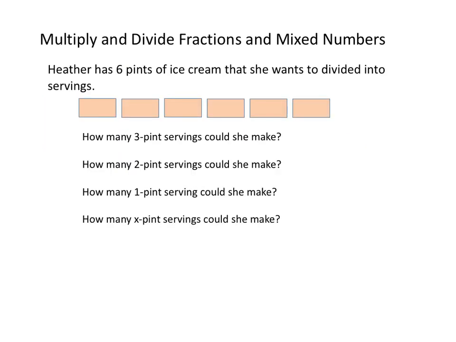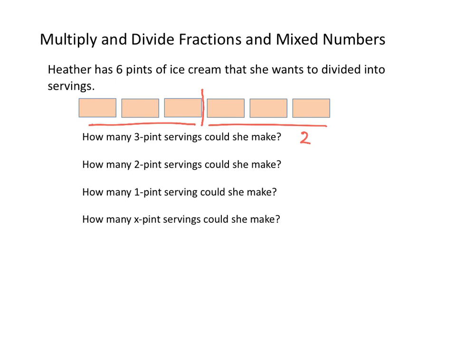Nice. Let's try this one. So Heather has 6 pints of ice cream. She wants to divide it into servings. How many 3-pint servings could she make? Well, if you divide this into 3 pints, see there's 3 pints, there's 3 pints. That's 2 3-pint servings. Now, let's do the rest of these and we'll talk about the math that goes with that.